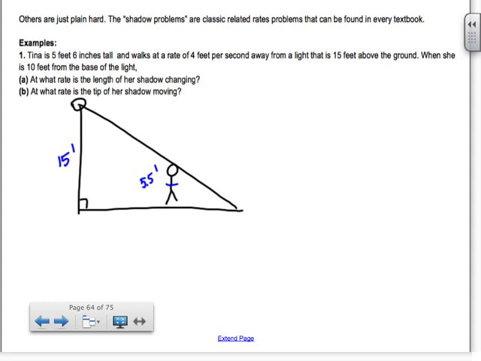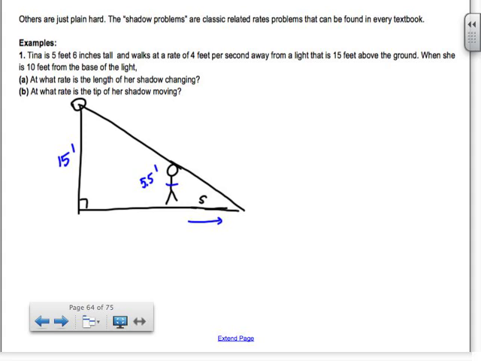Okay, so 5.5 feet, 15 feet. Okay, she's walking away from the light. So let's call this distance x. This is going to be the rate that her shadow is changing. Okay, so this is her shadow is changing.